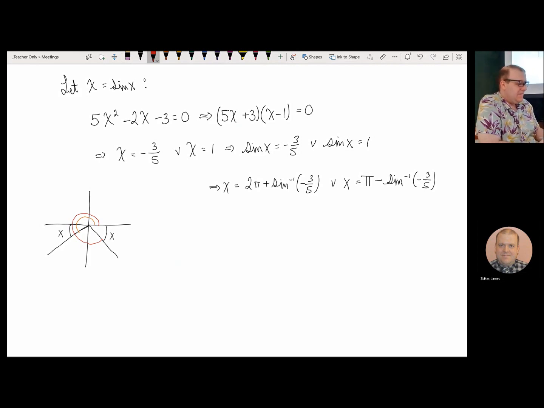The sine x one's easy enough. Just pi over 2. Or x is pi over 2. Now comes the fun part. We square both sides. That means we have to check.